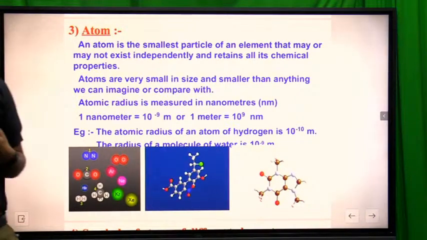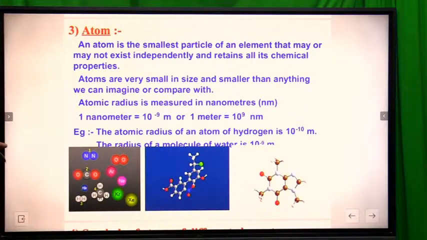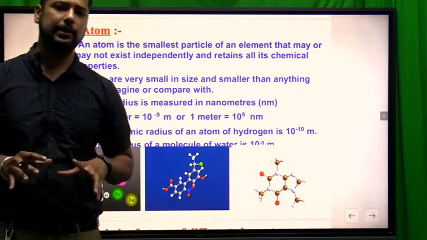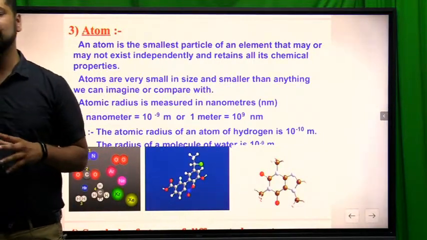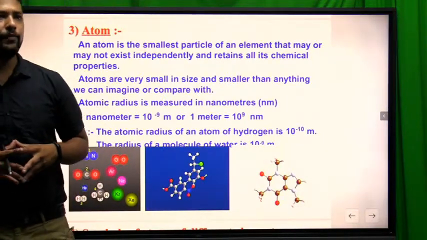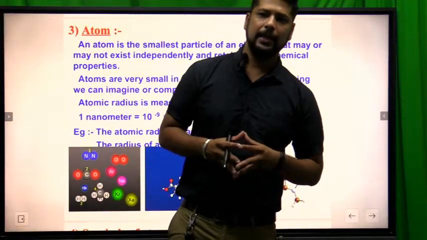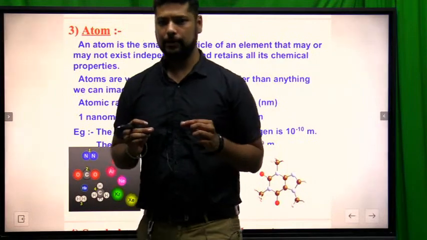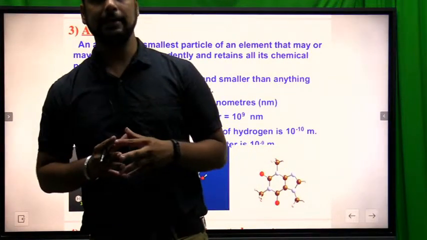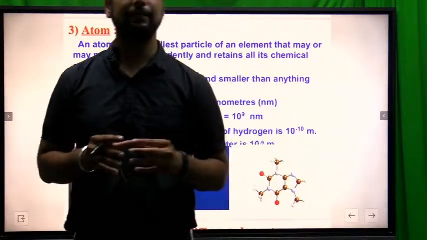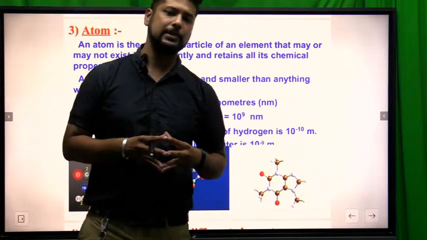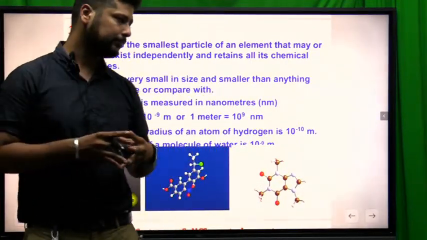Atoms cannot exist independently, and they retain all their chemical properties. Atoms are very small in size, smaller than anything we can imagine or compare with. They are so small that we cannot see them with our naked eyes. For example, a thick layer of paper contains millions of atoms.